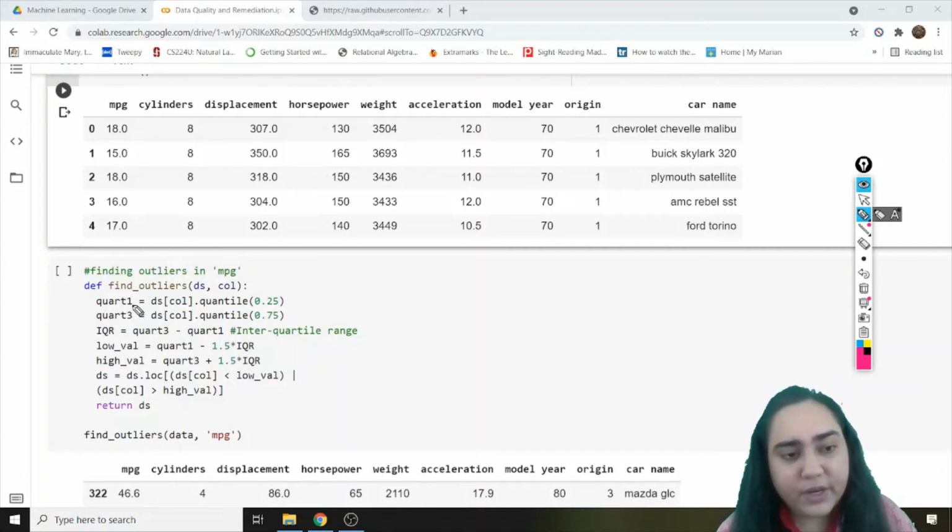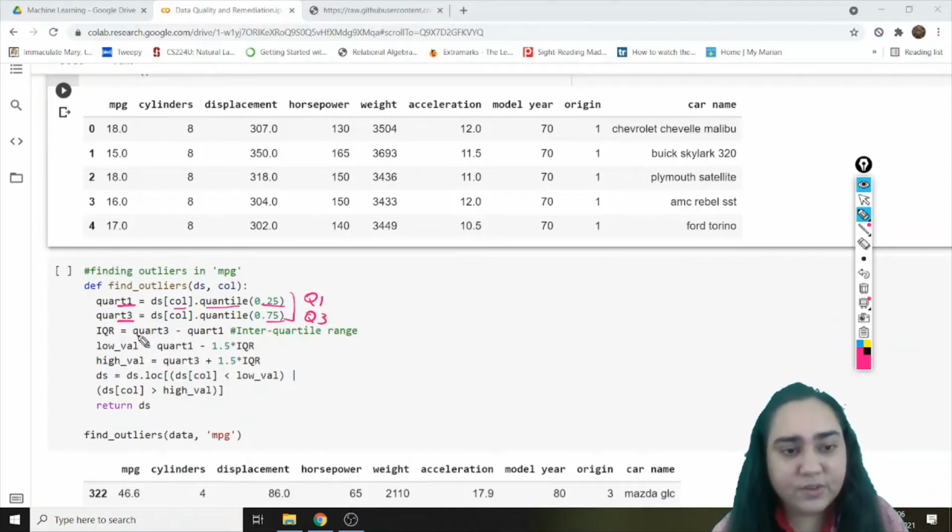first of all, we are going to find out Q1 and Q3. How to do that? So Q1 is basically your 25th percentile of quantile, and Q3 is your 75th quantile. To do that, you just have to do DS and then the name of the column, which will be a string, and use the quantile function, which comes with pandas. So you just use dot quantile, pass which quantile you want, and here also quantile, pass which quantile you want, and you will get your values of Q1 and Q3.